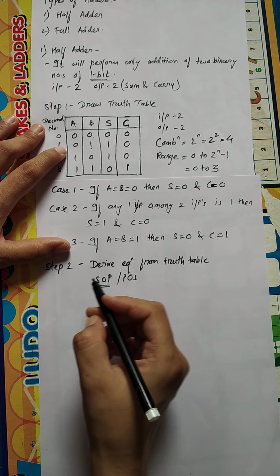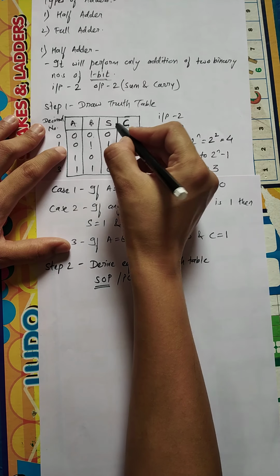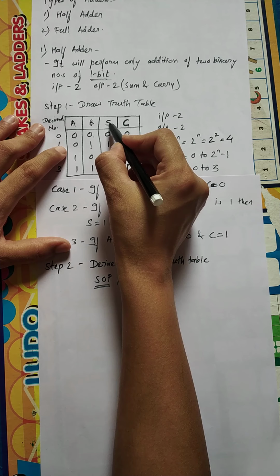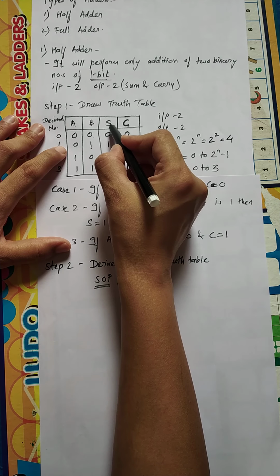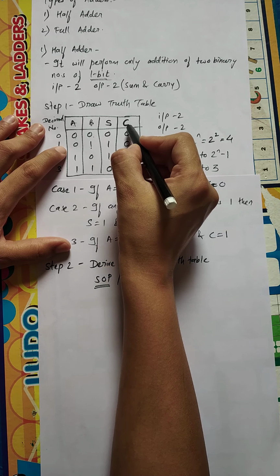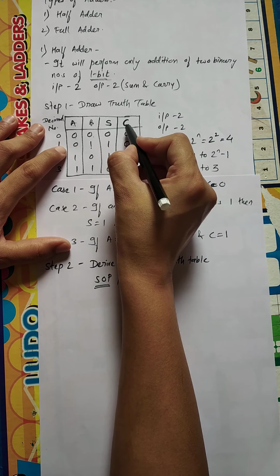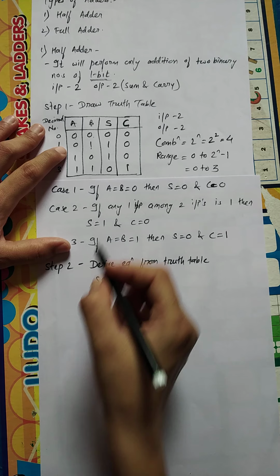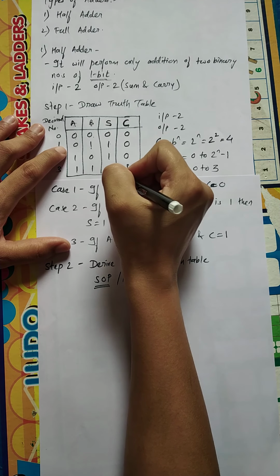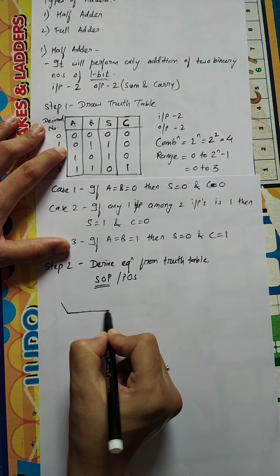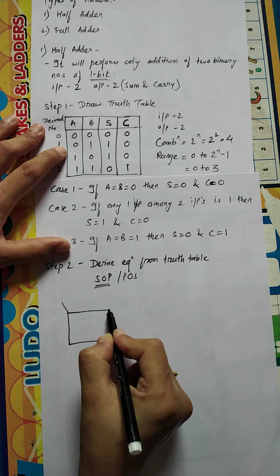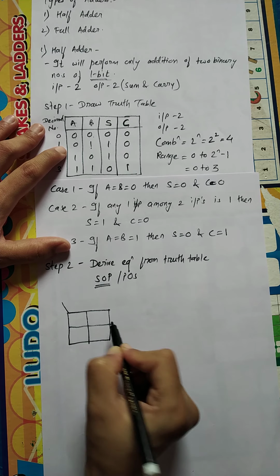So I'll draw a K-map for sum, right? Here two outputs are there, sum and carry, so I have to draw two K-maps and we are going to get two equations, one for sum and one for carry, right? For sum, how many outputs are there? 4 outputs are there, so I'll require 4 boxes. So I'll draw 4 boxes, right?